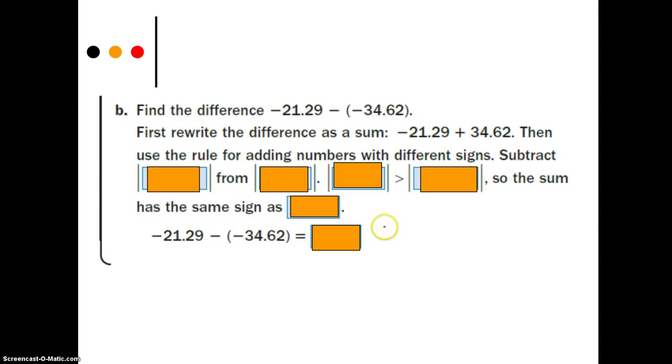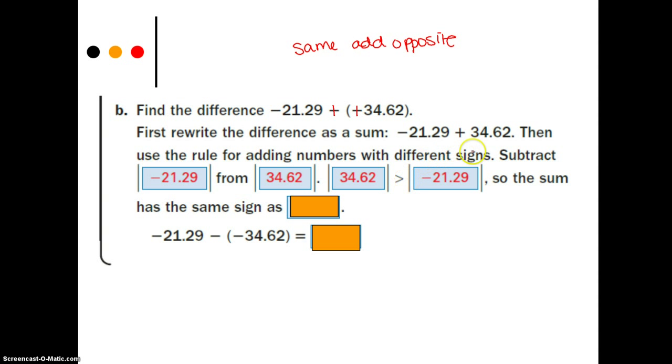When you find the difference, you first need to rewrite it: same, add, opposite. So let's change the subtraction to adding the opposite. Now you have different signs. With different signs we subtract the absolute values, and that's what this says here. Because 34 and 62 hundredths is a bigger number and it's a positive, the sign would be positive in your answer.